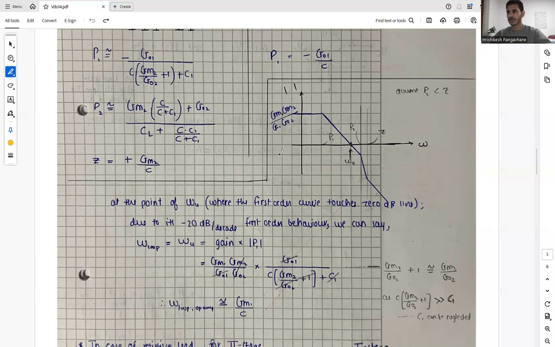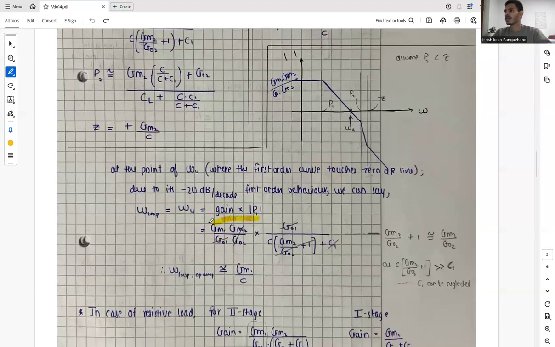So the k of this loop is 1, which is basically gain times P1, because this is the gain and this is our P1. Due to the curve characteristic, we can say that omega u is basically the gain times the magnitude of P1. If we put in the values of gain and P1, then GM2 by GO2 plus 1 is nothing but GM2 by GO2, because it is very large compared to 1.